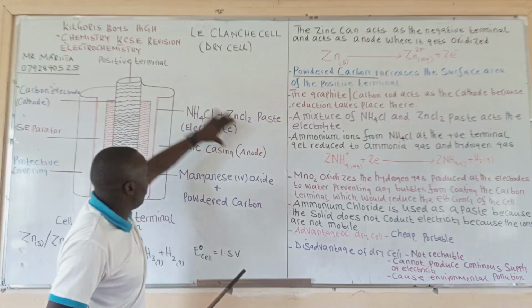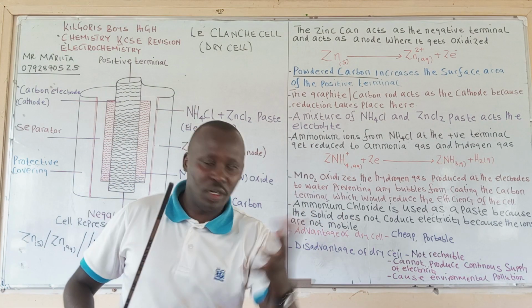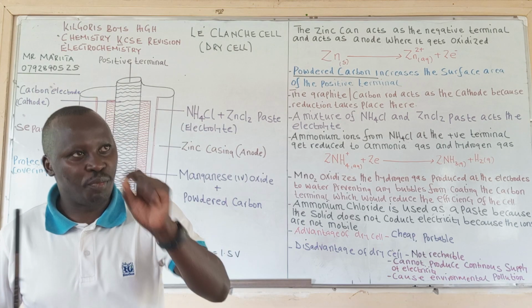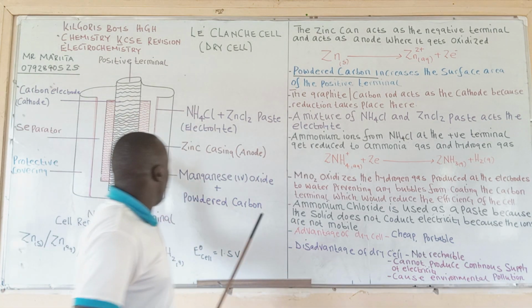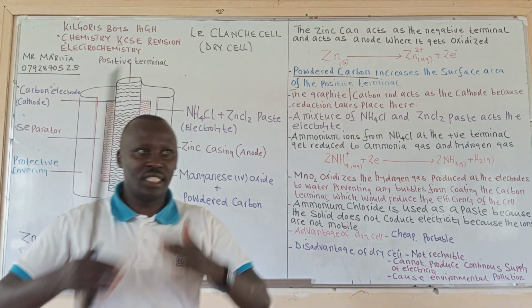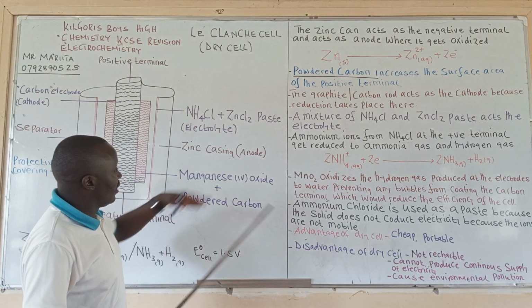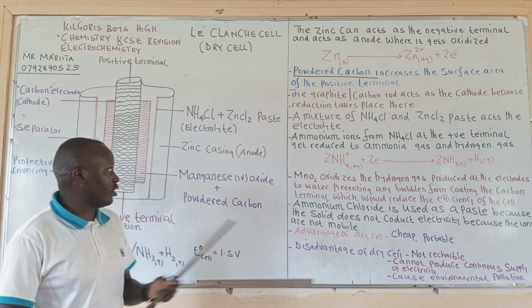So this paste, if it becomes dry, what will happen in this cell? There will be no production of the current, or if you are using the bulb it will not light, because a solid is not an electrolyte. So we have said that the mixture is acting as an electrolyte.